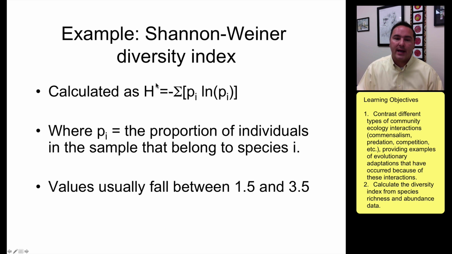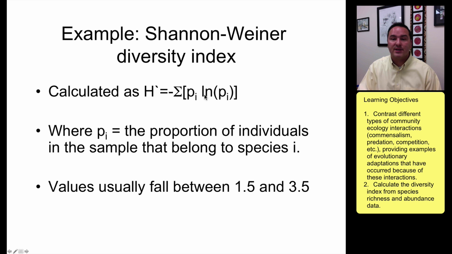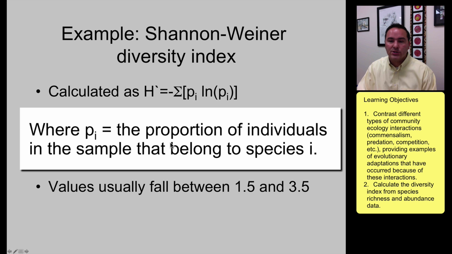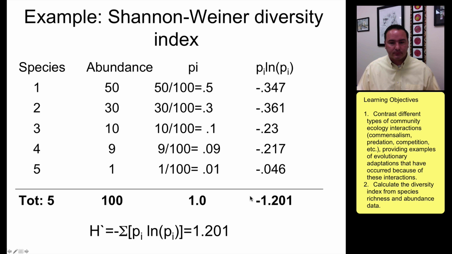And it's calculated as the diversity index, this H here, is equal to the negative sum of P sub i times the natural log of P sub i. And this is where P sub i is the proportion of individuals in the sample that belong to that species i. Okay? Now the values usually fall somewhere between 1.5 and 3.5, and the higher the value, the better.